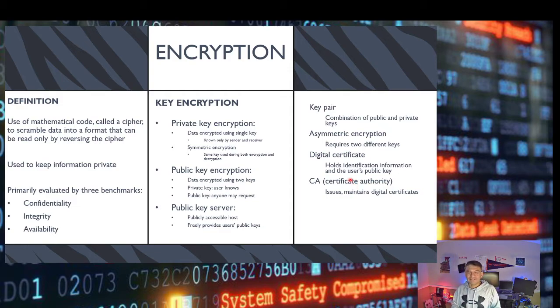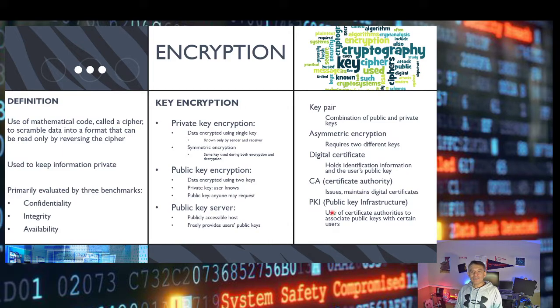seen on websites. For example, whenever you're accessing a website, many of those secure websites have digital certificates, and in many cases they expire. So the owner of the website needs to make sure that whenever the expiration date is approaching, that a new digital certificate is installed, so there is no issues as far as the validation of the digital certificate when users are trying to access their website. Finally, the PKI, public key infrastructure, is the use of certificate authorities to associate public keys with certain users.